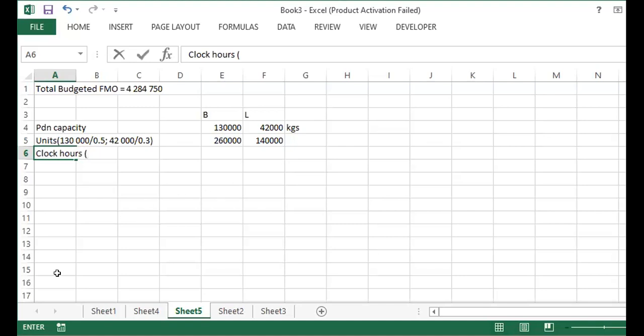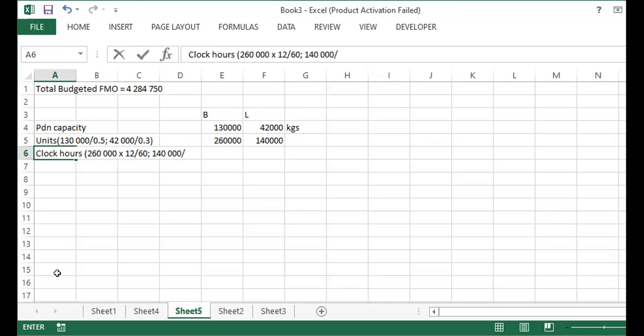So this is 260,000. So we are planning to do 260,000 units for basic, and then each unit requires 12 minutes. So how many hours is that? It's going to be 12 divided by 60, right? And then what about for lax?